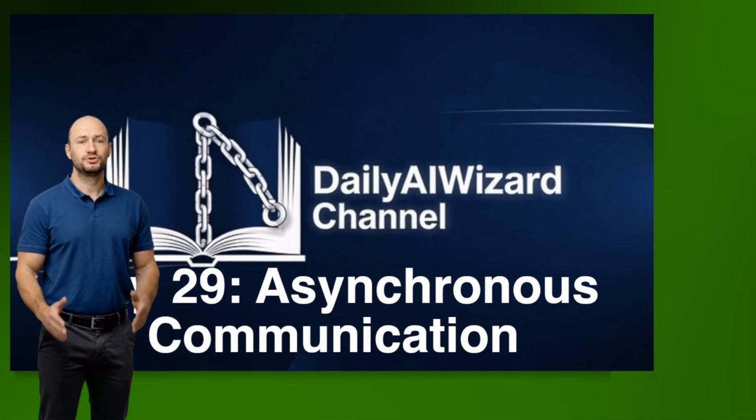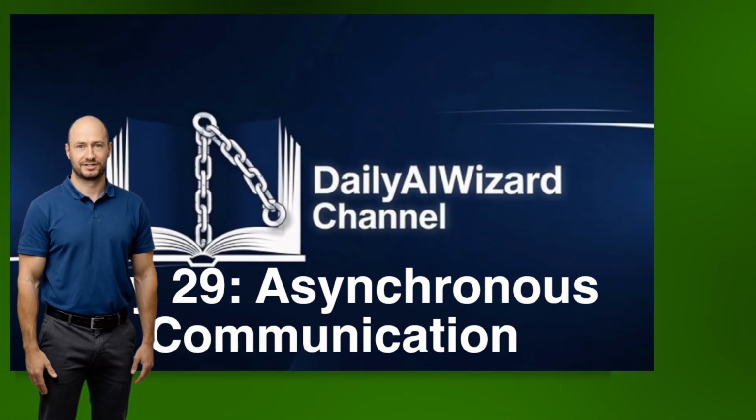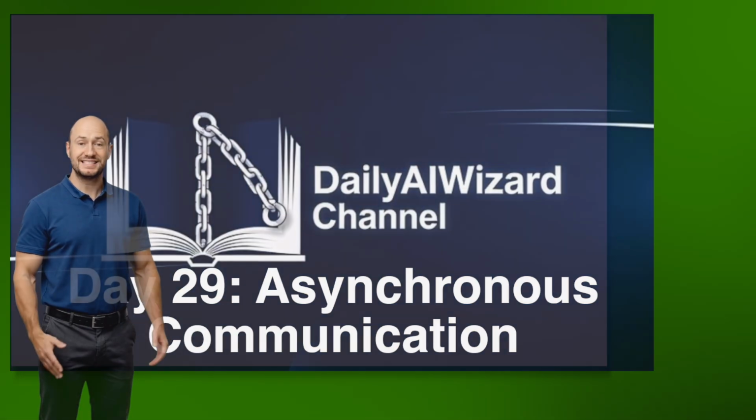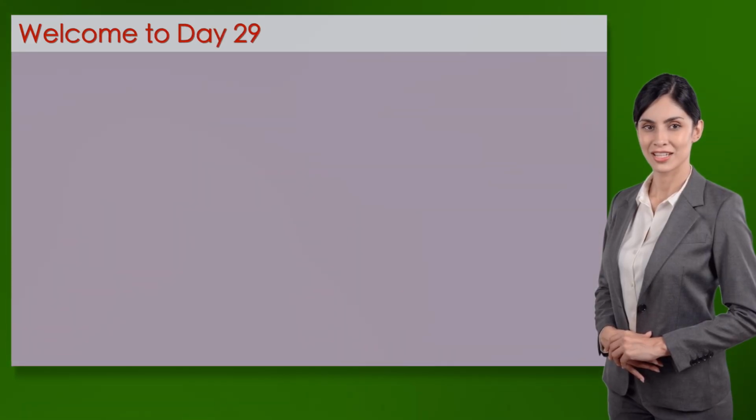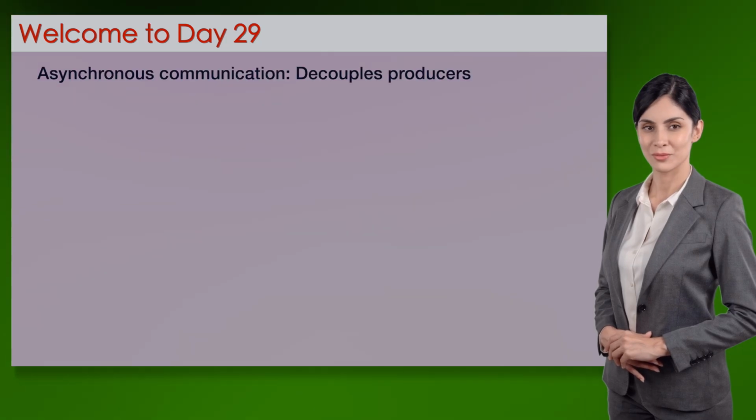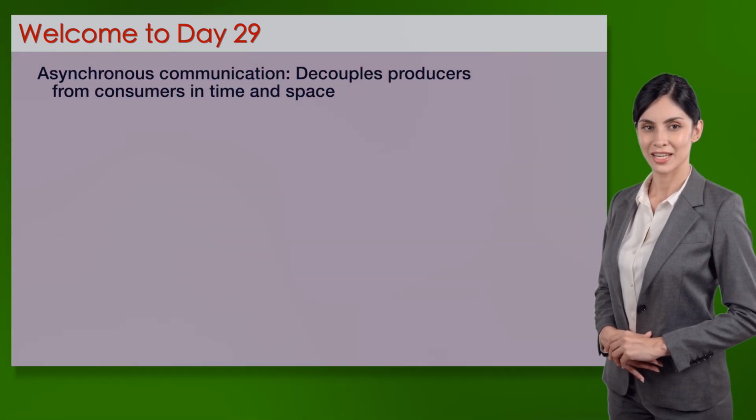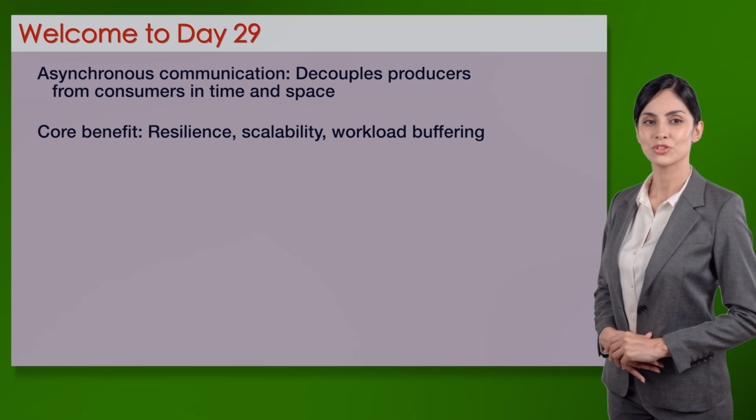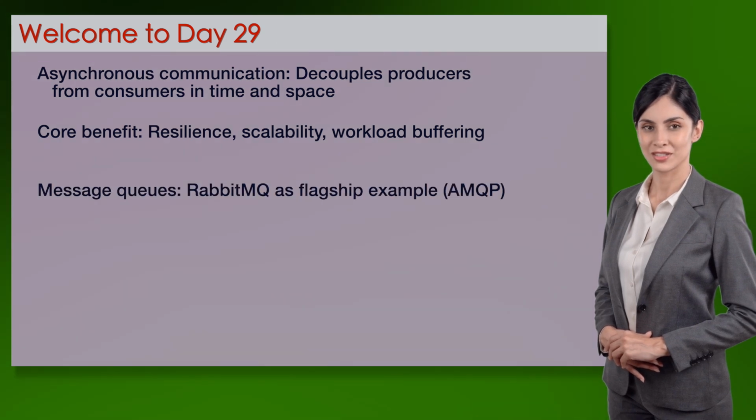Today we're diving deep into asynchronous communication in architectures, including message queues like RabbitMQ. Let's get started. Let's begin day 29 with a comprehensive welcome and roadmap. Asynchronous communication is one of the most powerful architectural decisions you can make in distributed systems.